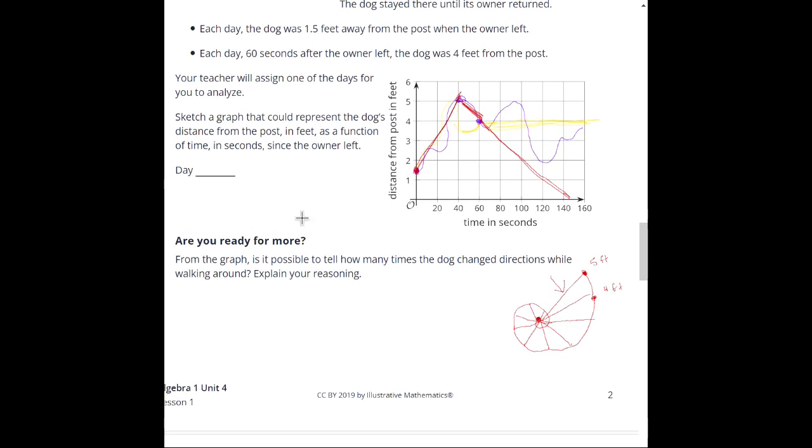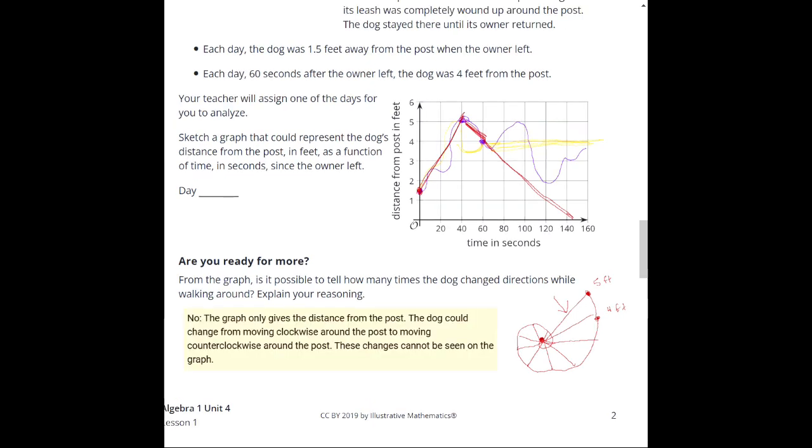Now, are you ready for more? From the graph, is it possible to tell how many times the dog changed directions while walking around? And then explain your reasoning. So I'll go ahead and type this up. So no, the graph only gives the distance from the post. The dog could change from moving clockwise around the post to moving counterclockwise around the post. We don't know which direction. We just know the distance. So these changes cannot be seen in the graph.